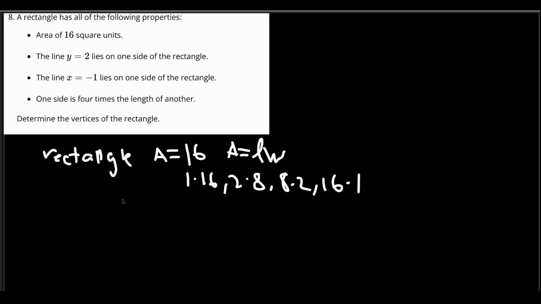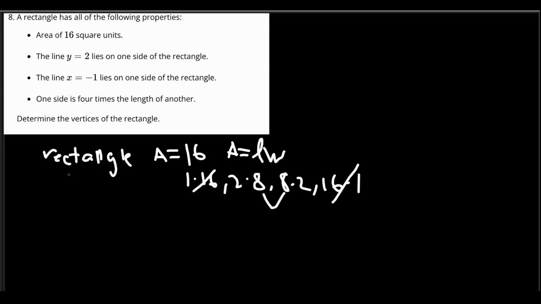But if we look at this last property, it says one side is 4 times the length of another. And 1 is not 4 times the length of 16, and 16 is not 4 times the length of 1. So we can just cross out 1 times 16 and 16 times 1, leaving only 2 and 8, and 8 and 2. And 8 is 4 times the length of 2. So this is right.